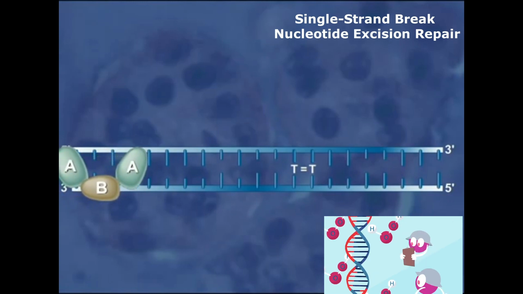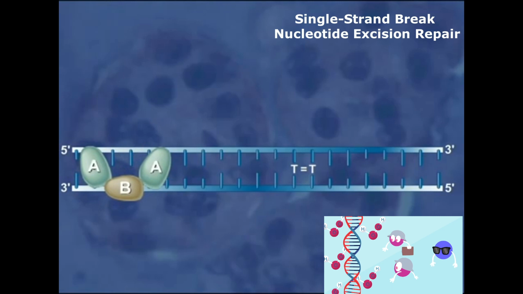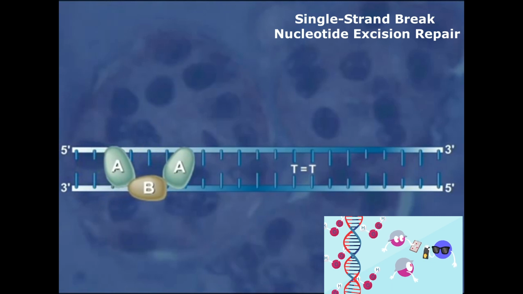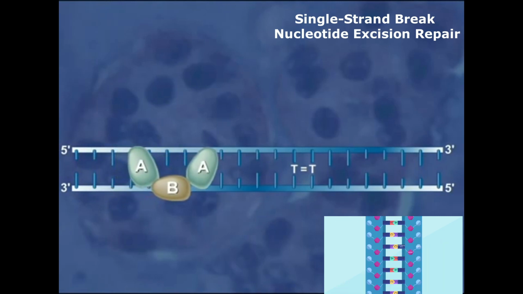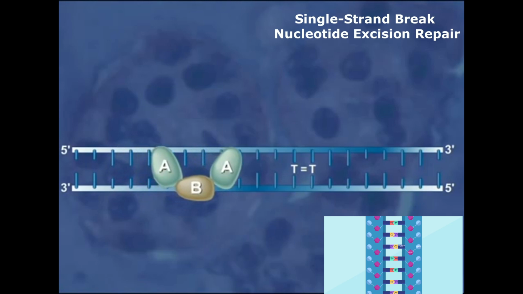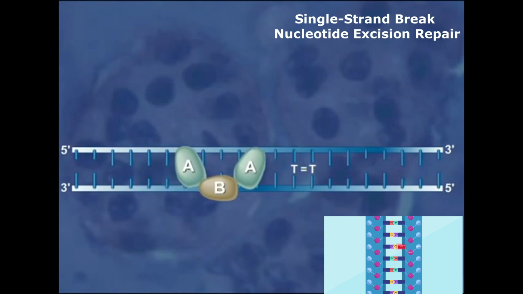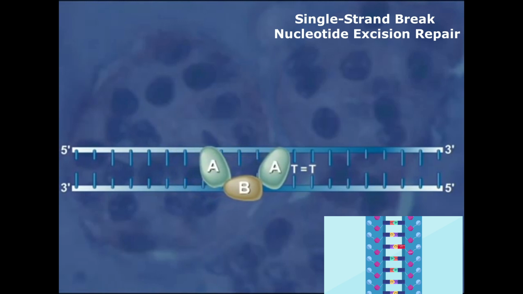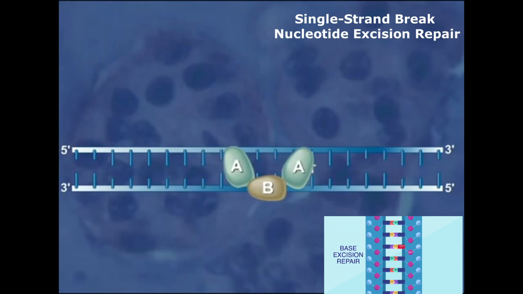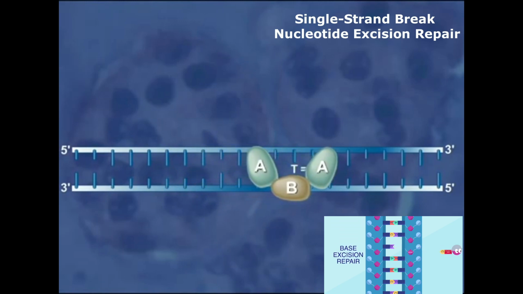Next, RFC recruits a complex of PCNA and DNA Pol delta/epsilon to the damaged site, and this displaces and resynthesizes 2 to 8 nucleotides from the damaged site. Finally, the endonuclease FEN1 cleaves the dislodged oligonucleotide and the SSB is resealed by ligase I.